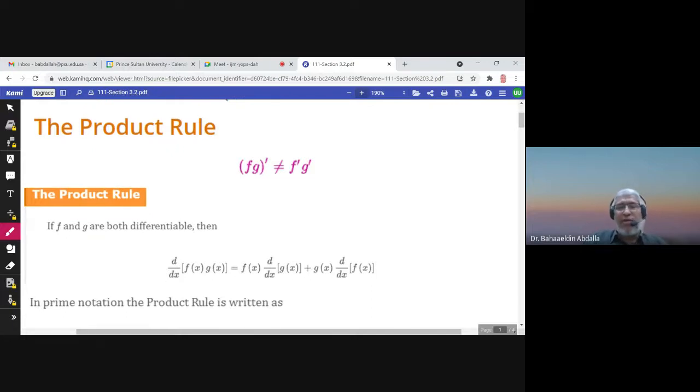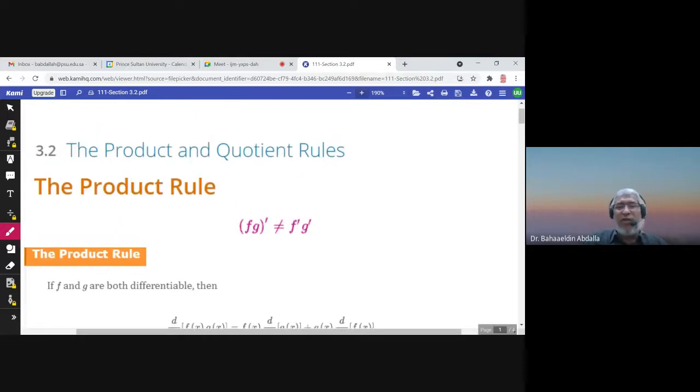And remember, the derivative of f times g is not equal to the derivative of f times the derivative of g. So you can check that this rule is not correct if you just take, for example, the function x square. You know that the derivative of x square is 2x. While if this formula were correct, then when you find the derivative of x square, x square is x times x.